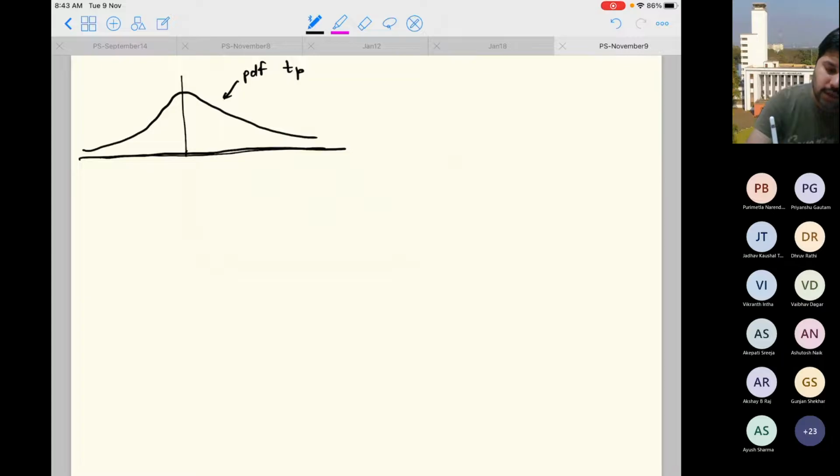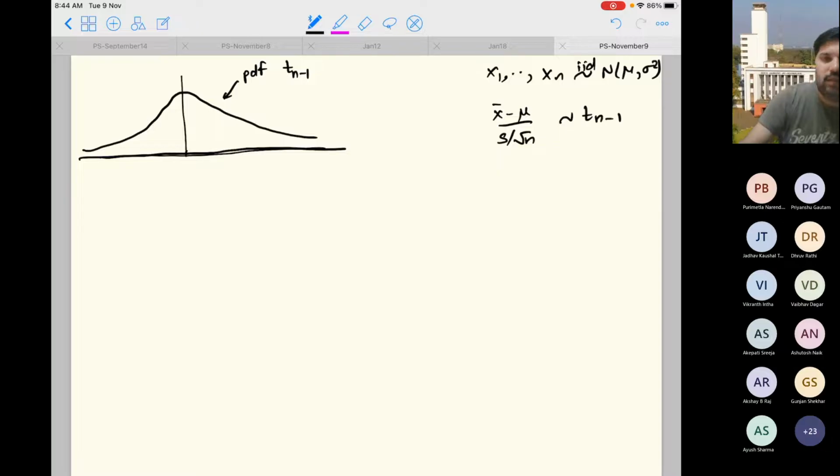From the table. So in particular, if I take P equal to n minus 1, why am I taking n minus 1? Because I have x1, x2, ..., xn, a random sample from normal(mu, sigma squared), and now I know that (x bar minus mu) divided by (s by root n) follows the T distribution with n minus 1 degrees of freedom, right? So if I consider the PDF of this, then this is the percent point here, T_{n-1, alpha/2}, for an alpha chosen between 0 and 1.